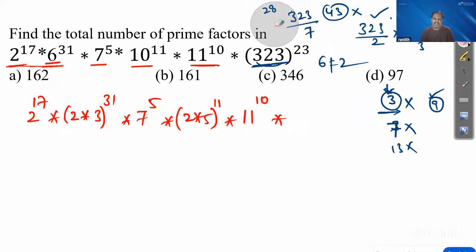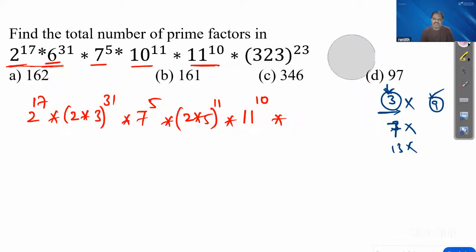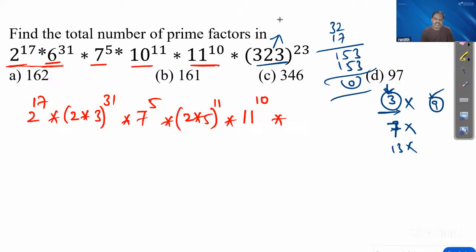Next we are having 17. Does it cancel in the 17 table? 17 1s are 17, remainder is 153. 17 9s are 153, remainder is 0. So 323 is not a prime number. It is a composite number.